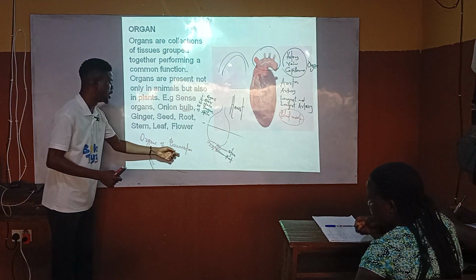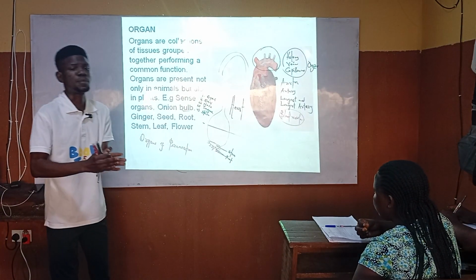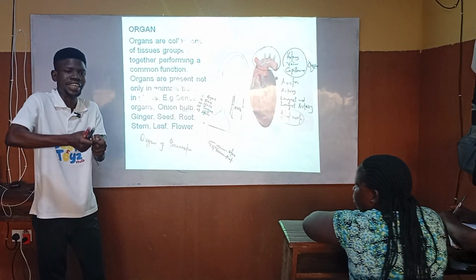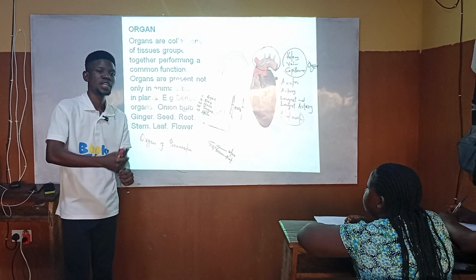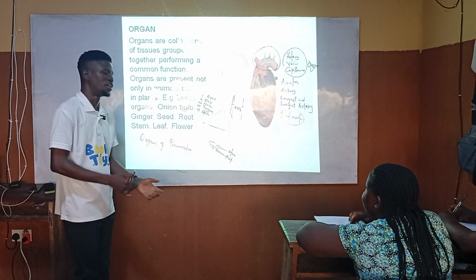So organs of perenation, and I believe you know that when you keep your onion bulb for so long at home, you see green leaf going from it. Yeah, that's scallion. They call it spring onions. That's what you use for cooking fried rice. Do you know? All right.